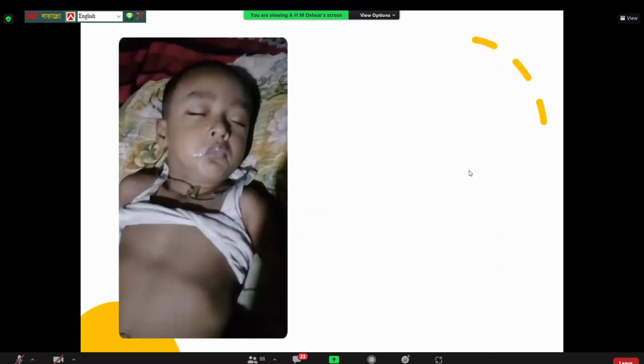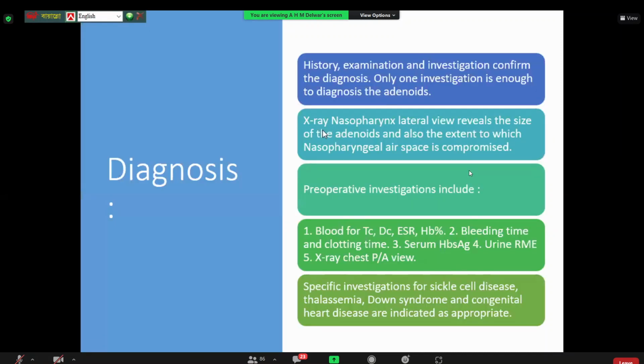When they understand that nasal breathing is not completely done by the patient, then the patient comes to the otolaryngologist. What happens then? One X-ray is important, the nasopharyngeal X-ray. History, examination, investigation confirm the diagnosis. Only one investigation is enough to diagnose the adenoids.